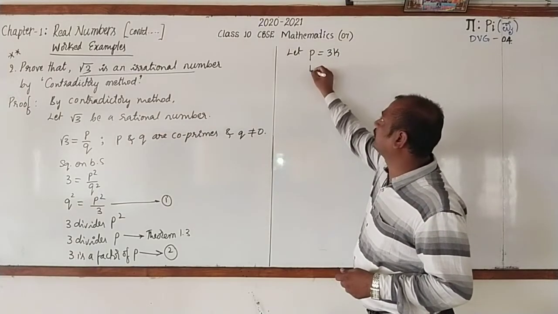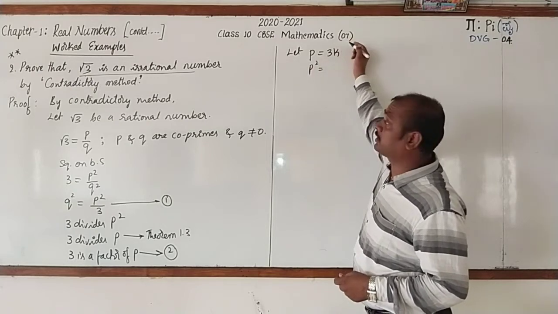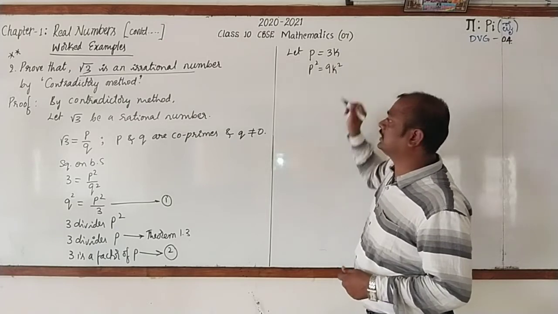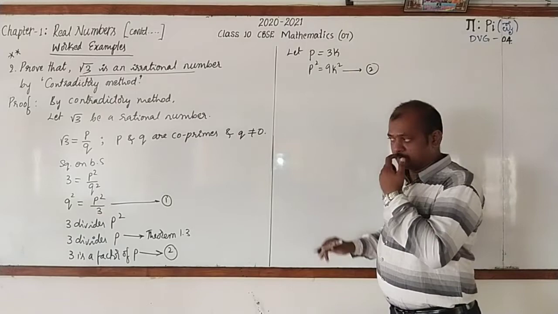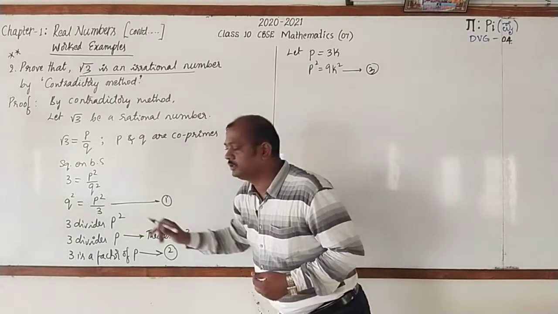Then squaring on both the sides. P square equal to 3k whole square. Apply square to both. 3 square is 9. k whole square is k square. You may call this statement 3. Substitute 3 in 1.